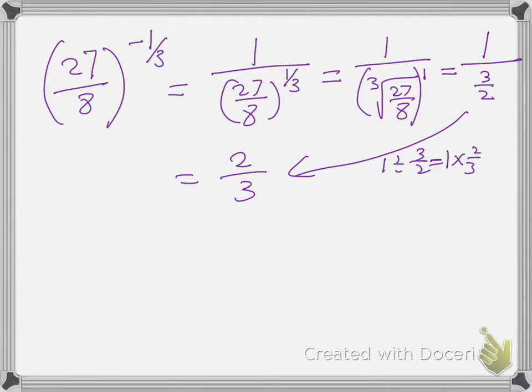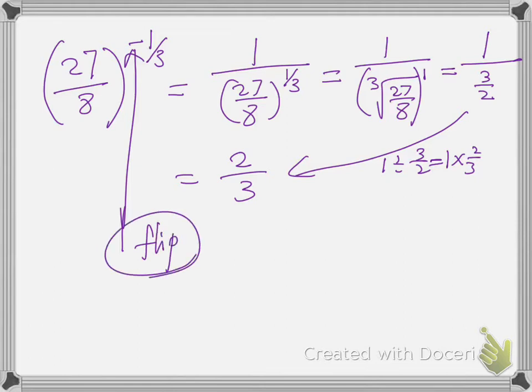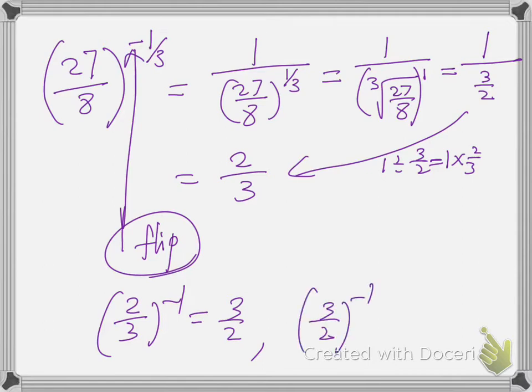There is another, better understanding of this negative sign. The negative sign just means you change the numerator to denominator and denominator to numerator. Flip the fraction. If you have 2 over 3, the negative power of that just means 3 over 2. If you have 3 over 2, the negative power of that is just 2 over 3. You change numerator to denominator, denominator to numerator. So this is the basic definition of rational powers.